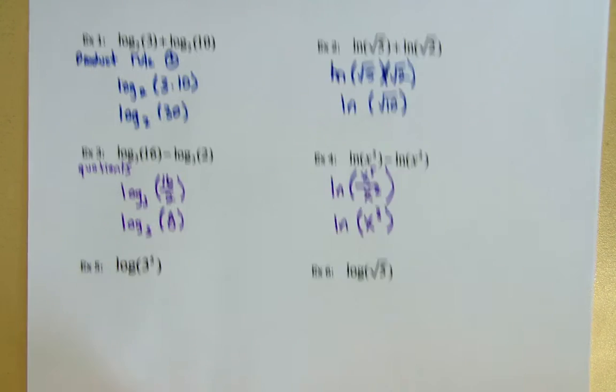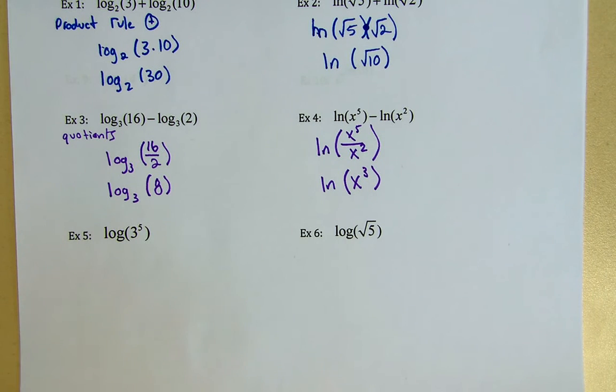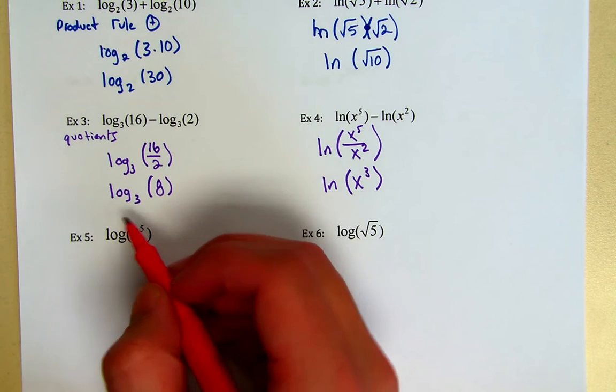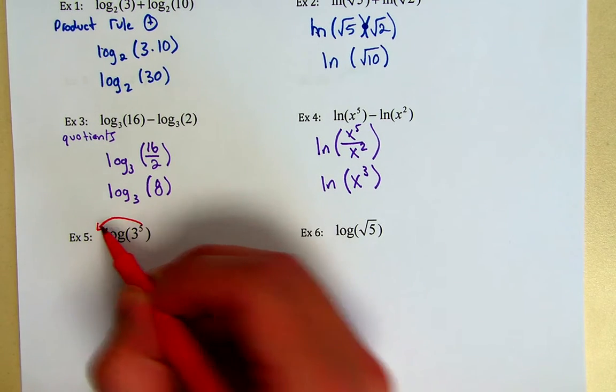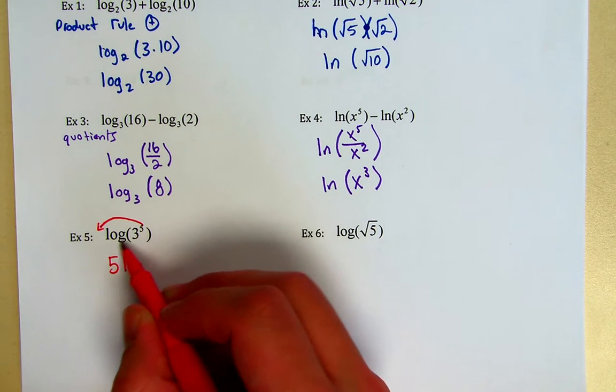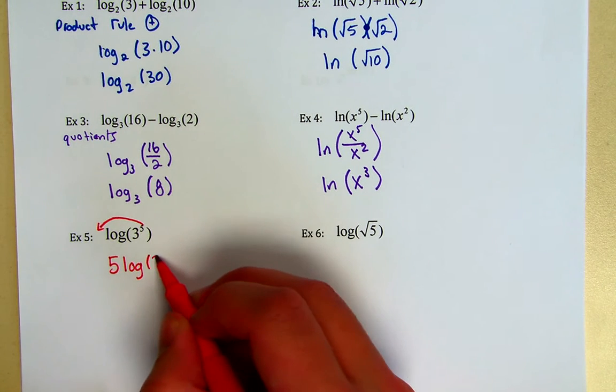And finally, we're going to use the power rule here. So I have a power. If you ever see a power, you should say, hey, I can rewrite that down in front of the logarithm. So literally, it is 5 log, no base, so it's base 10, of 3.